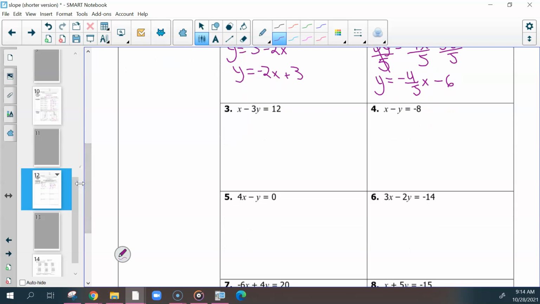For number 3, we're going to do the same thing, same process. Start off by subtracting x to the other side. Now we have a negative 3y. I'm going to go ahead and switch these two so that I have negative x first. And now we're going to divide each number by a negative 3. So remember that your signs are most likely going to change.